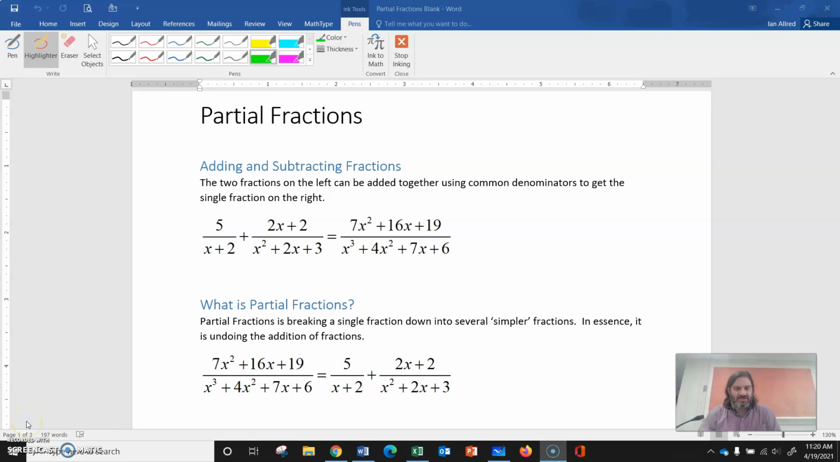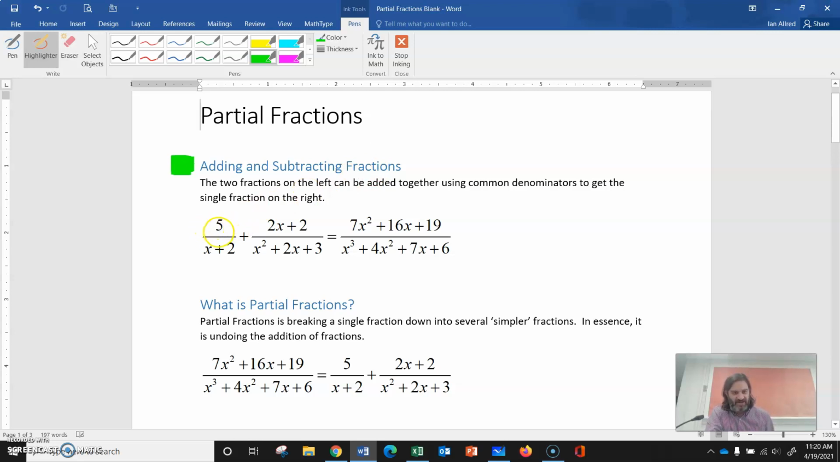So I want to introduce partial fractions. It's something you should learn in algebra class, but it's usually overlooked because of all the material that's there. But just first of all, consider what we have here. I'm going to add two fractions together.